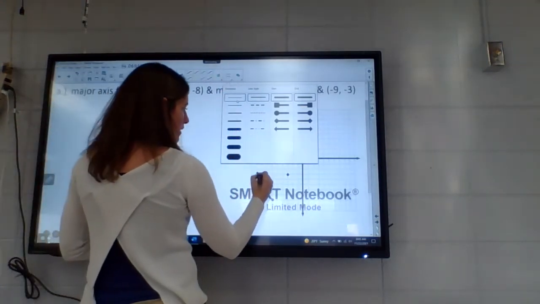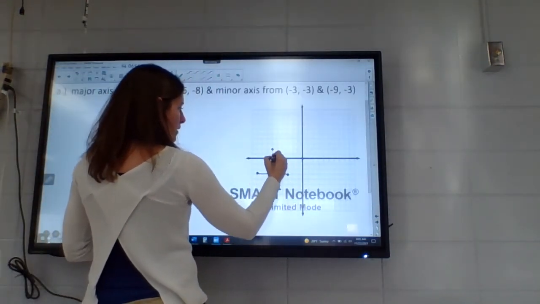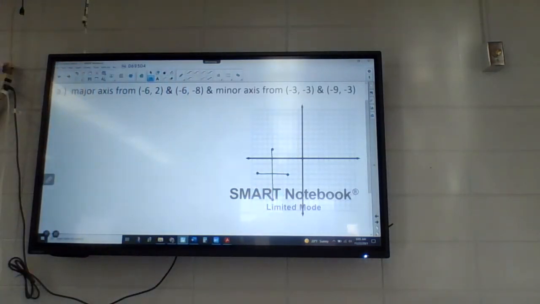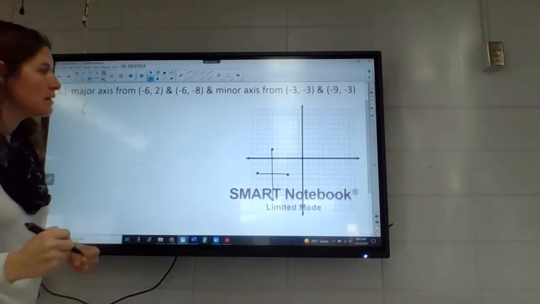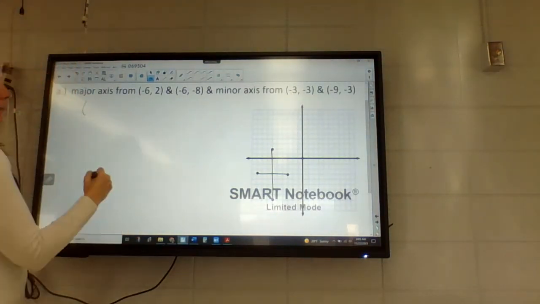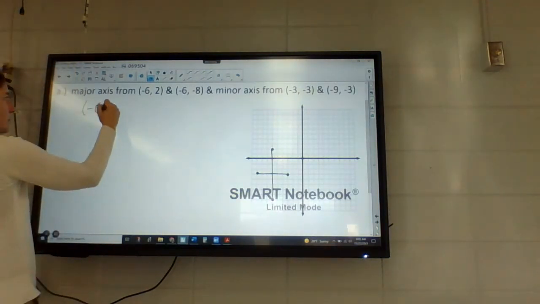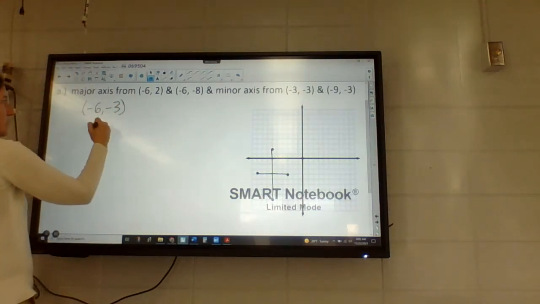Because the center is kind of just given to us then. Now you could find the midpoint of either of those two, like if you didn't have graph paper handy, so you could always find the middle that way. But for a center, h and k is negative 6, negative 3. So that's our h and k.